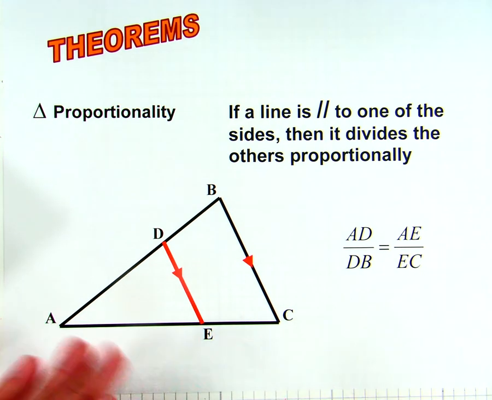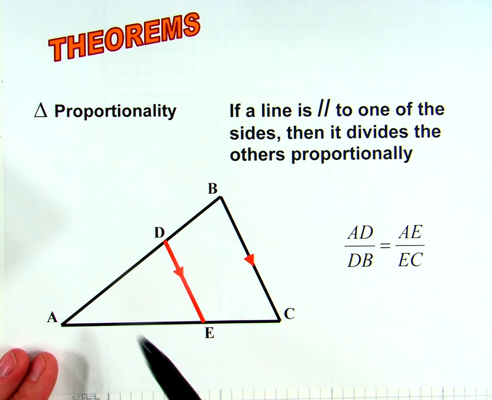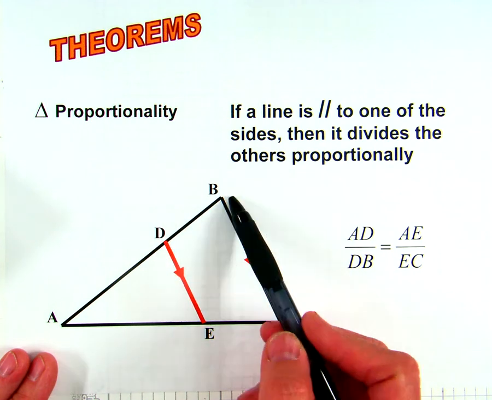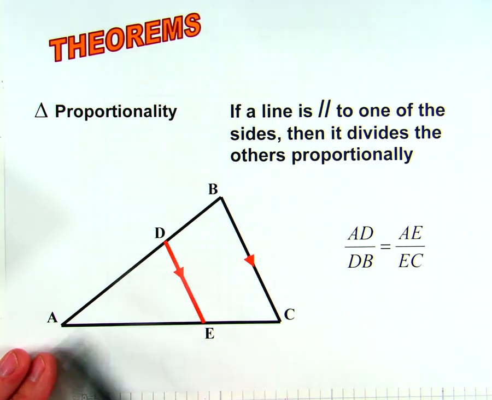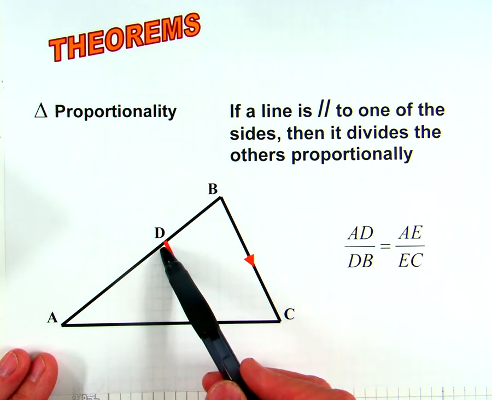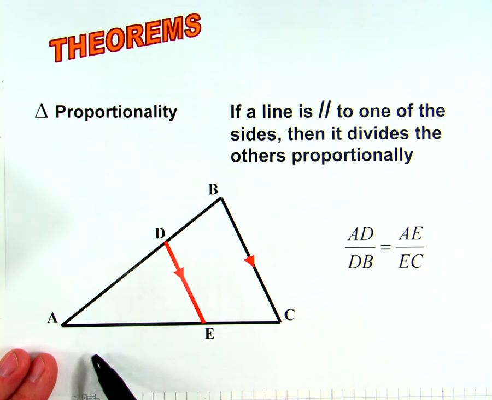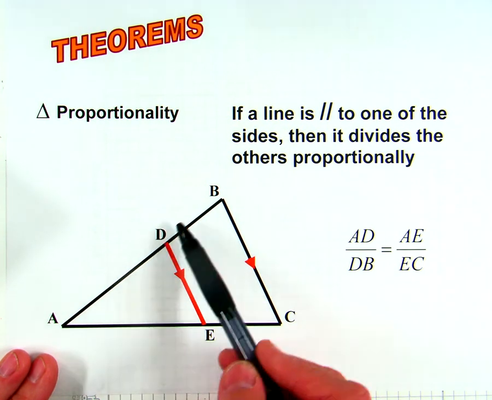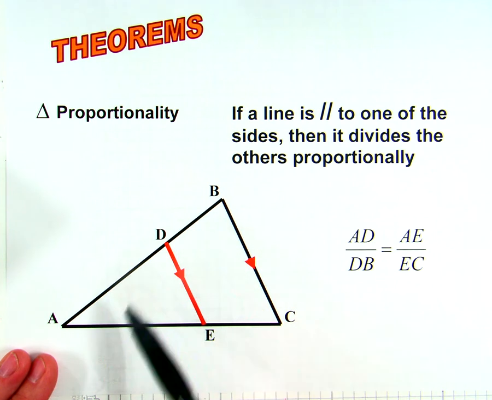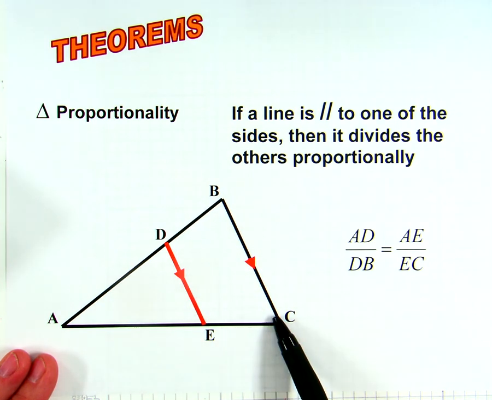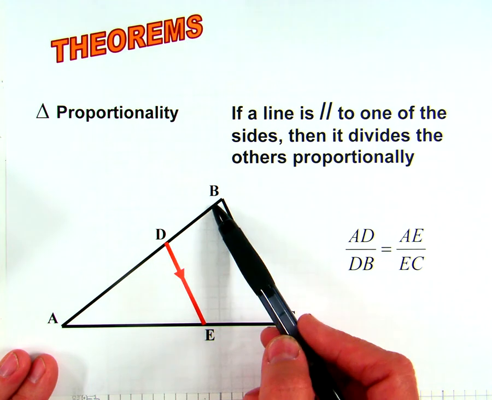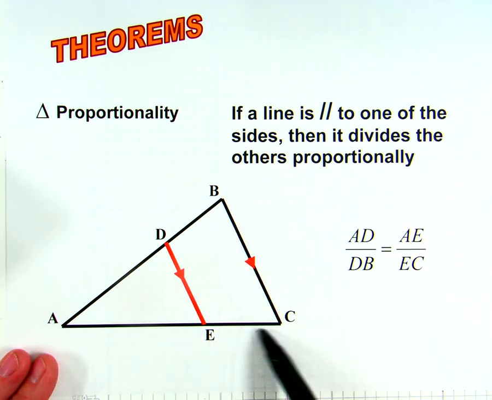We can also write, okay, so what we have here as given in the theorem straight on, we have that AD is to DB as AE is to EC. So we have piece is to piece on the same side as piece is to piece on the other side. So that's one way to do it. AD is to DB as AE is to EC.